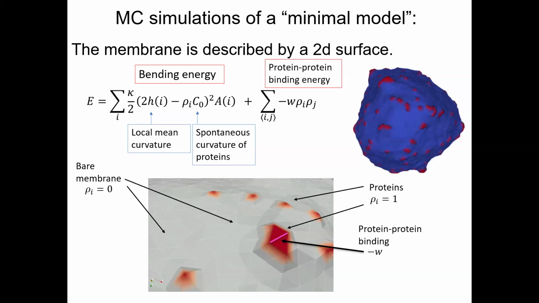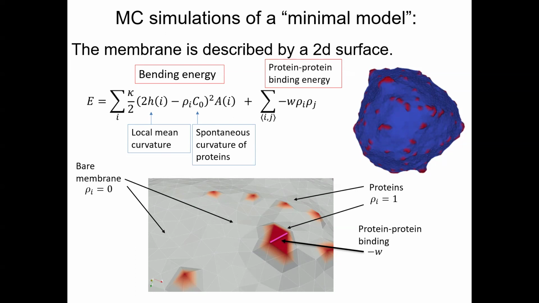Now, this protein, this red node, can diffuse around. How can it diffuse around? Because we are doing T1 processes where we are taking one of these edges, which instead of connecting these two nodes, we change to connection along this line. So by doing that, we are effectively fluidizing the system. So bending energy, that's the minimal energy.